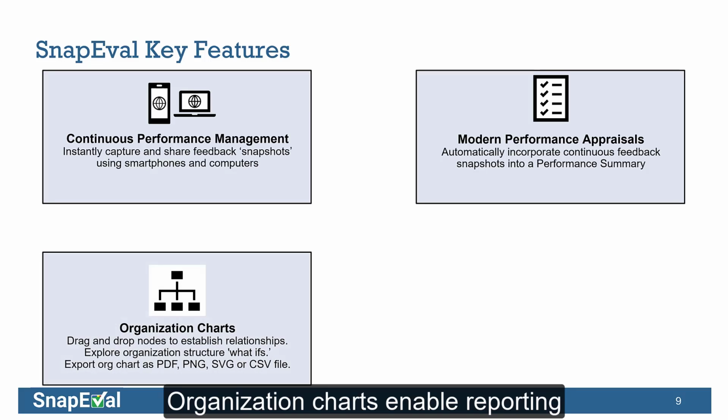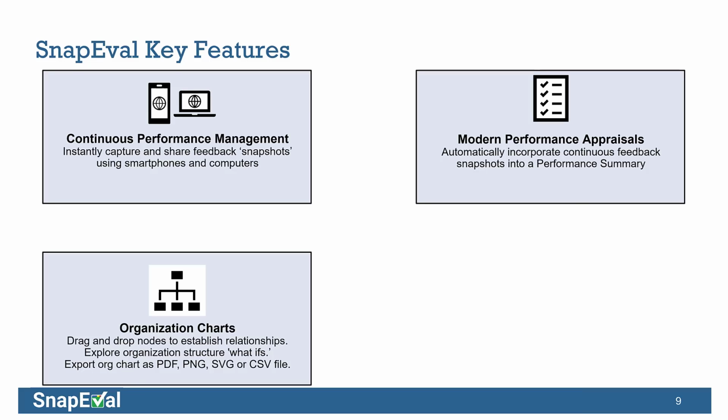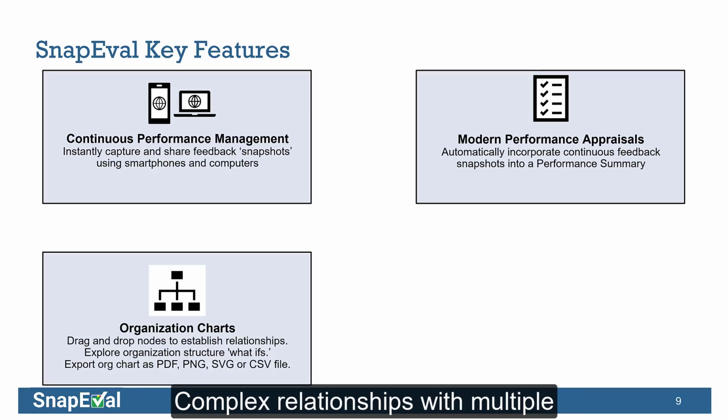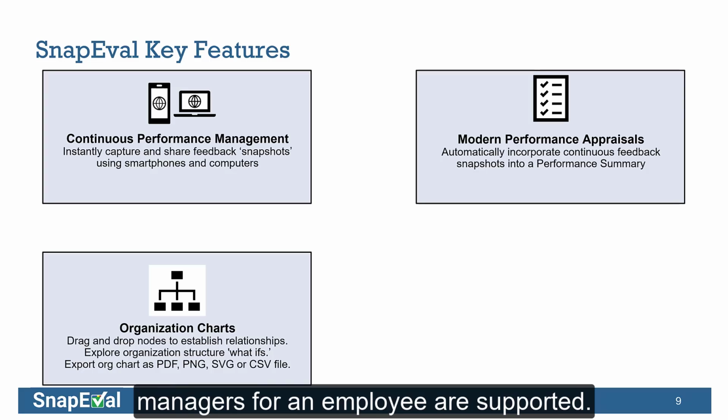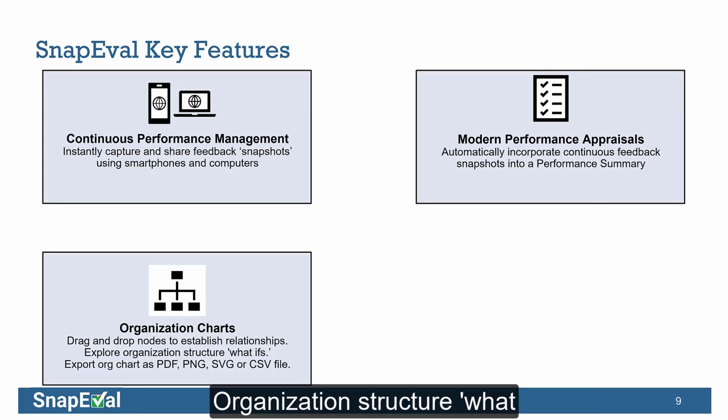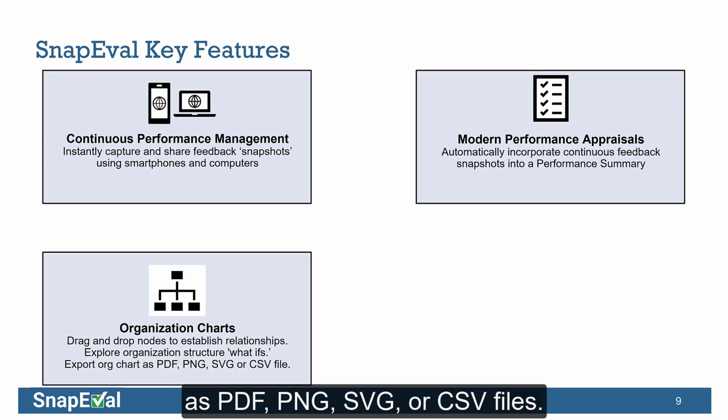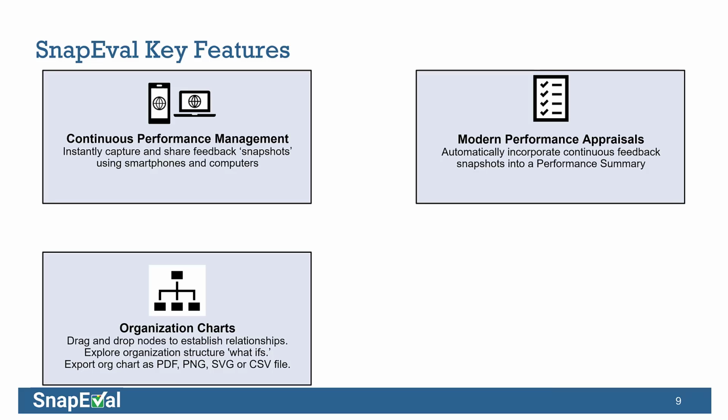Organization charts enable reporting to be established by dragging and dropping user nodes over one another. Complex relationships with multiple managers for an employee are supported. Organization structure what-ifs can be created and exported as PDF, PNG, SVG, or CSV files.